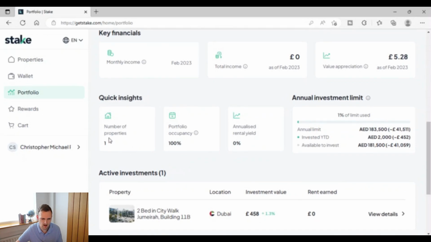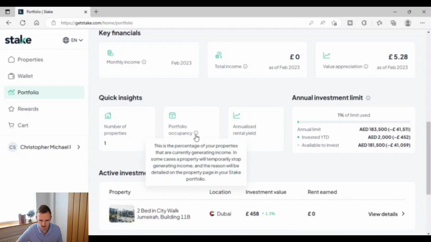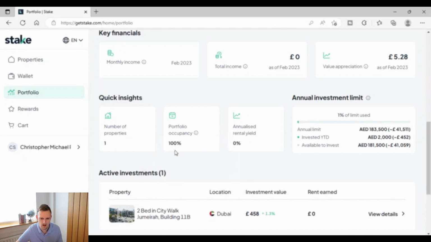This shows you here, I have one property at the moment. Portfolio occupancy, that's just saying 100%. Not sure why, since it's not been rented out yet, but it's come back at 100% there. Basically, they are just assuming that there'll be a tenant in there straight away. Of course, annualized rental yield, we don't have anything to show for that yet, but hopefully there will be very soon.